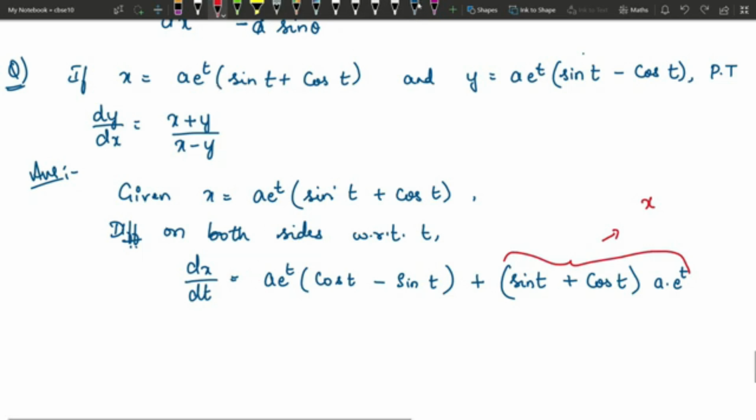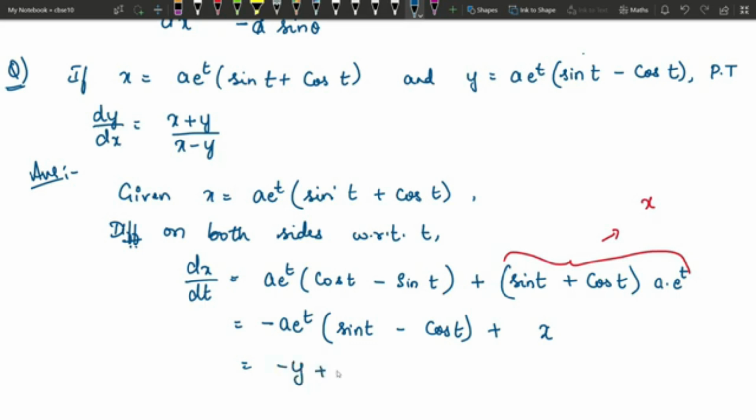So I will write minus a into e power t. Basically I am taking minus common from this. So this becomes sin t minus cos t. And this is anyways we have written it as x. Now you see a into e power t into sin t minus cos t is nothing but y. So you are going to get minus y plus x. So that is dx by dt.